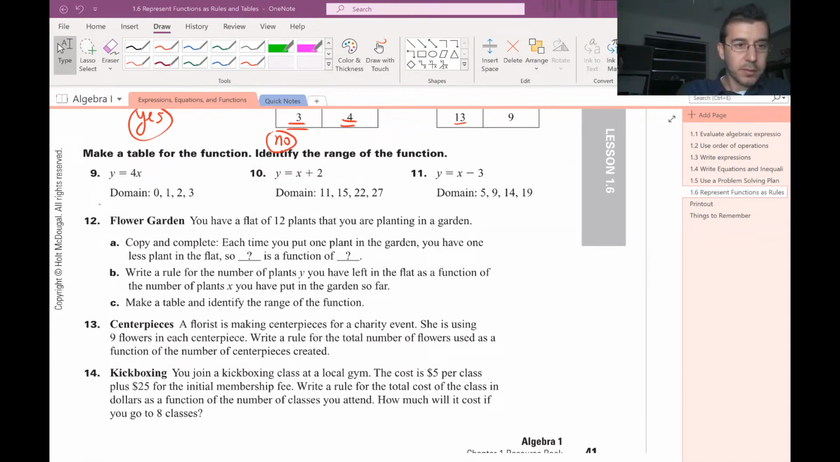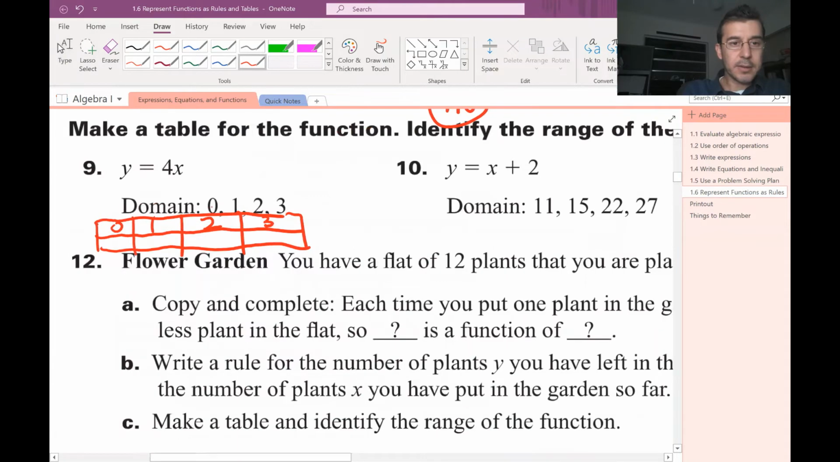So if you make a table, we have the domain and we have the range. The domain will be 0, 1, 2, and 3. So let me zoom in some more. So identify the range. If x is basically the domain, and y is the range, then if x is 0, 4 times 0 is 0. So y is 0. For the input 0, the output is 0.